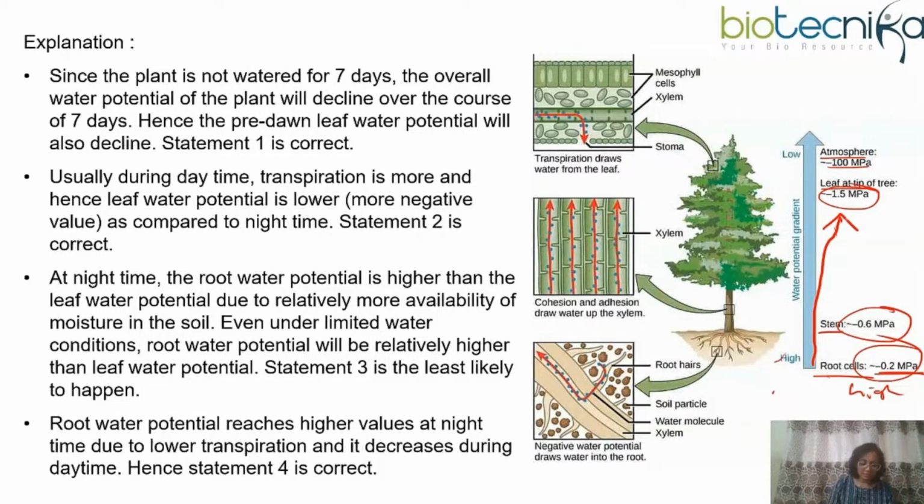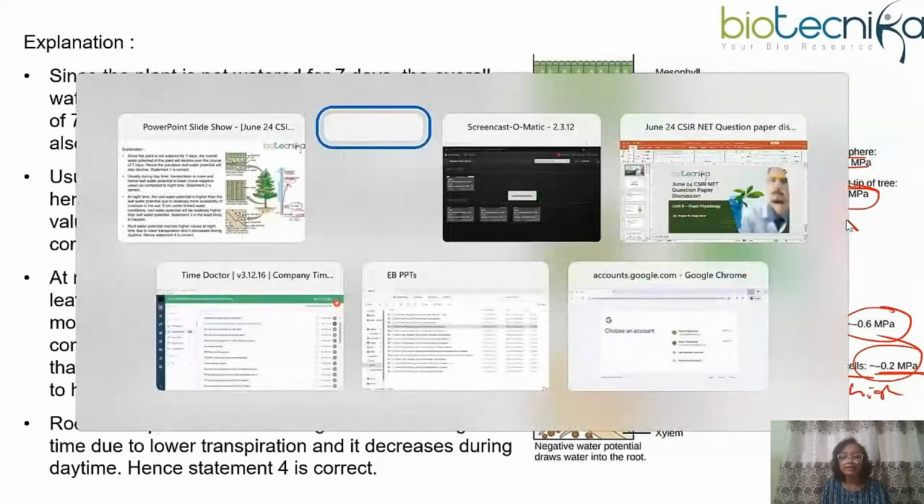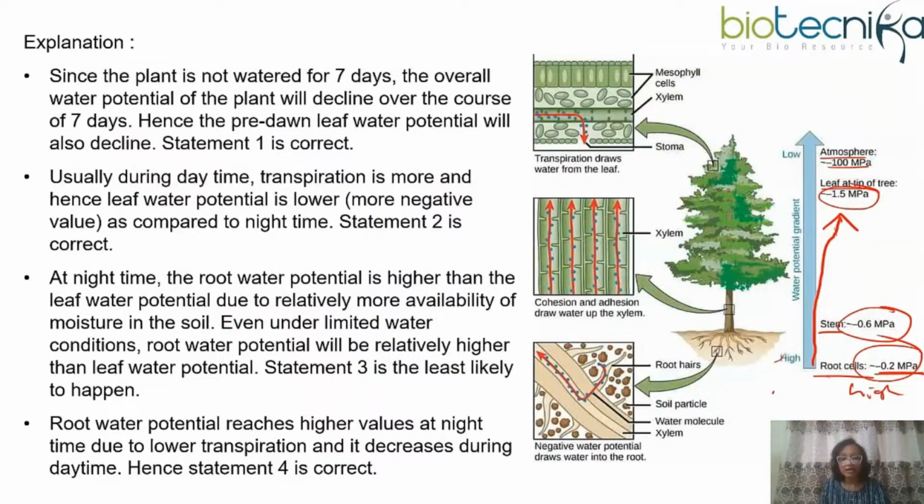So whether it's a well hydrated plant or a plant experiencing water shortage, in both cases root water potential will be higher than leaf water potential. Now how much is the difference? That varies from case to case, it varies from condition to condition, but root water potential will be higher than the leaf water potential.